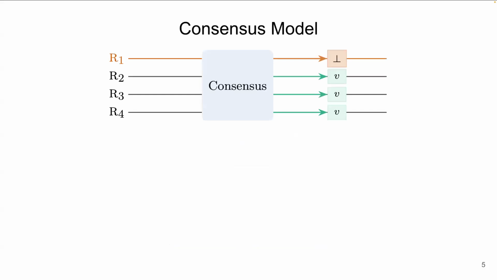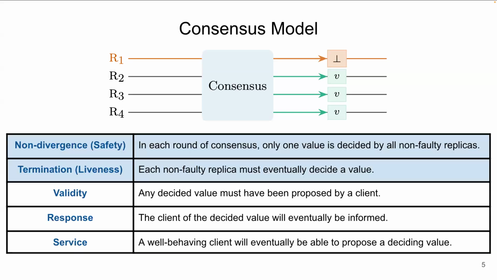All right. So you all should be familiar with this as a recap. Consensus, think of it as a black box, and replicas communicate through this black box, and they decide on a value, and all the non-faulty replicas will agree on the same value. So we have the non-divergence or the safety. In each round of consensus, one value is decided by all non-faulty replicas. You have the termination or liveness. Eventually, a value will be decided. So nothing bad happens; eventually, something good happens. That's another way of saying it.